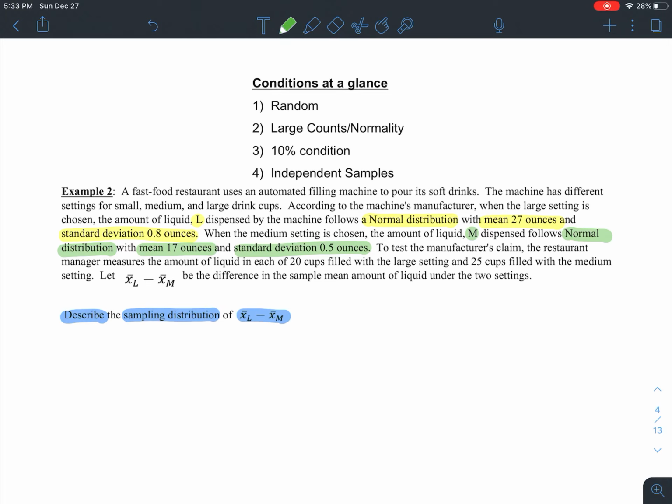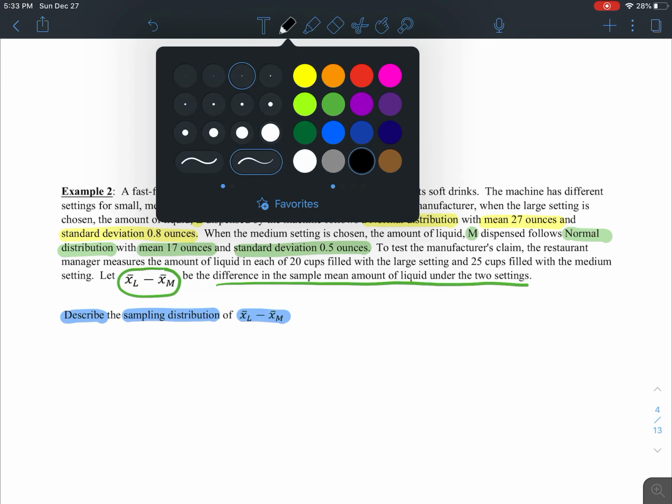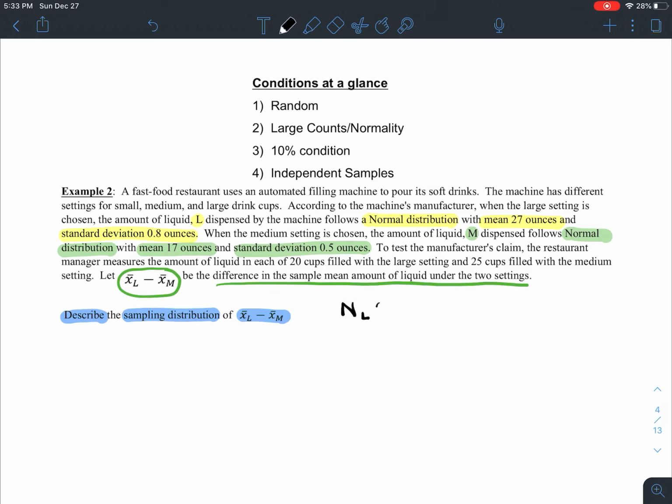To test the manufacturer's claim, the restaurant manager measures the amount of liquid in each of 20 cups filled with the large setting and 25 cups filled with the medium setting, letting, look at the order of the subtraction here, the average of the large cup sample minus the average of the medium cup sample. That represents the difference in sample mean amounts of liquid under these two settings. We want to describe the sampling distribution. I'm going to write what I have highlighted in this abbreviated fashion so I can see the shape, center, and spread for the large cups as well as the medium cups.